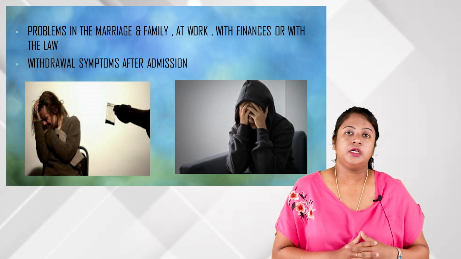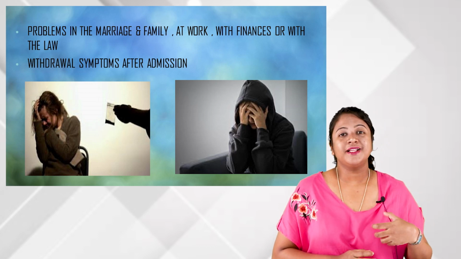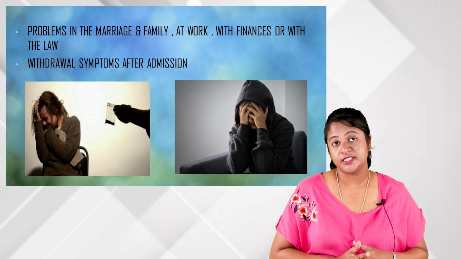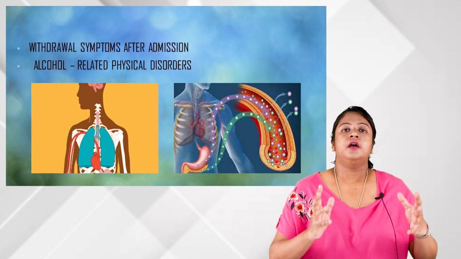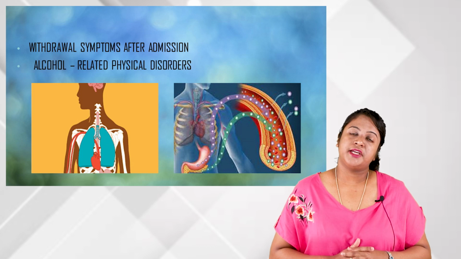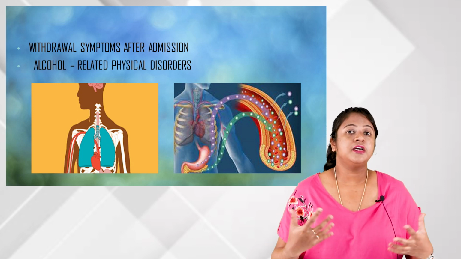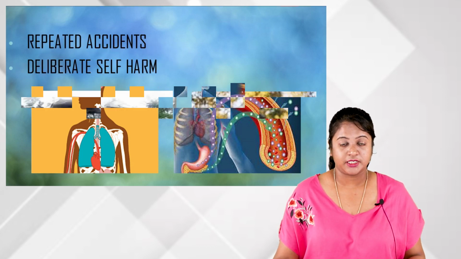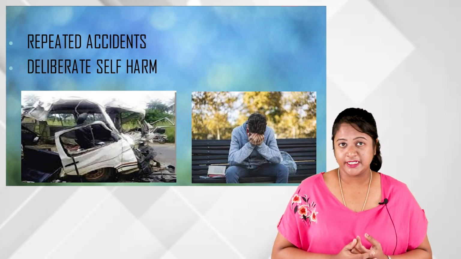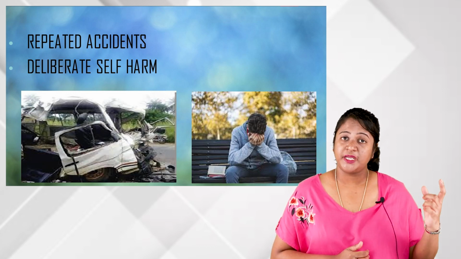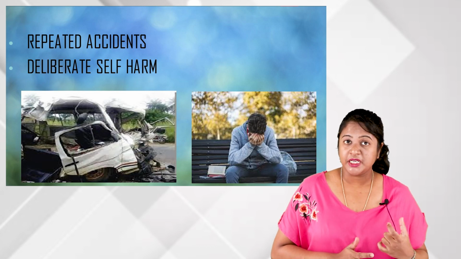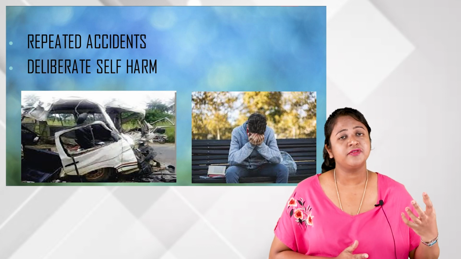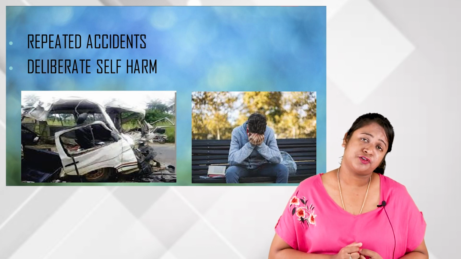You're going to find out by asking the client about the withdrawal symptoms he experiences when he stops taking alcohol. You're going to ask questions related to alcohol-related physical problems, any kind of physical problem the client is currently experiencing. You're going to get the history of previous accidents, repeated accidents, and repeated traumas that he experiences in his life. It gives us an idea that it can be because of the effect of alcohol.